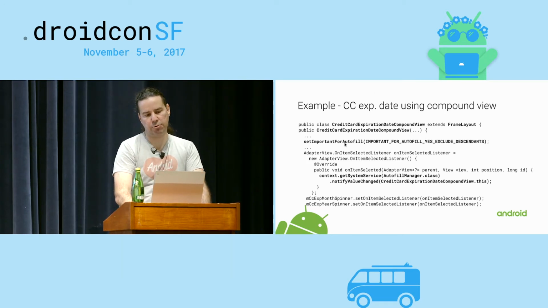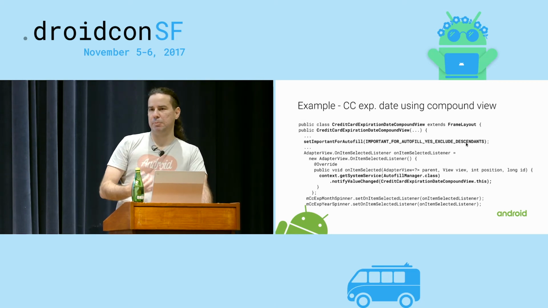So the first thing I'm going to do is explicitly set importantForAutofill as yes, but yesExcludeDescendants, which means I'm important for autofill, but my children are not, so don't bother trying to send this child information to the service.